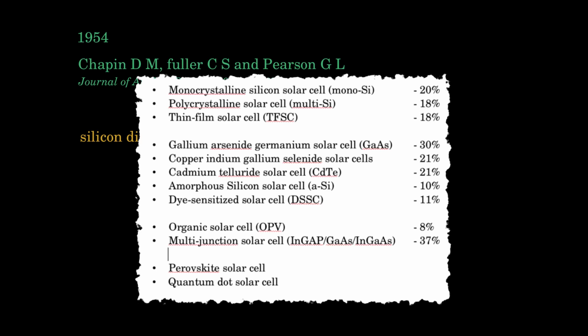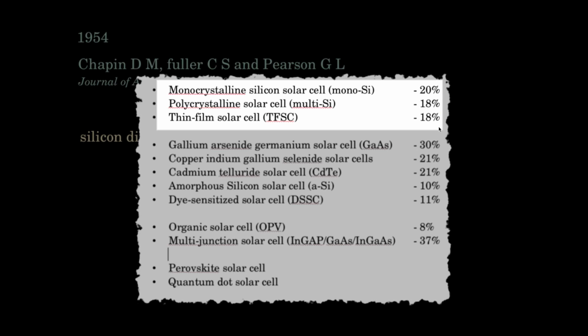From then on, there were rapid improvements, and then you had a host of solar cells that have been developed. If you see the top three, these are the mainstays: the monocrystalline, polycrystalline, and thin film silicon solar cells. You see that the monocrystalline silicon solar cell has an efficiency of 20% today. They are the most efficient. Polycrystalline solar cells reach about 18%. So also the thin film solar cells.